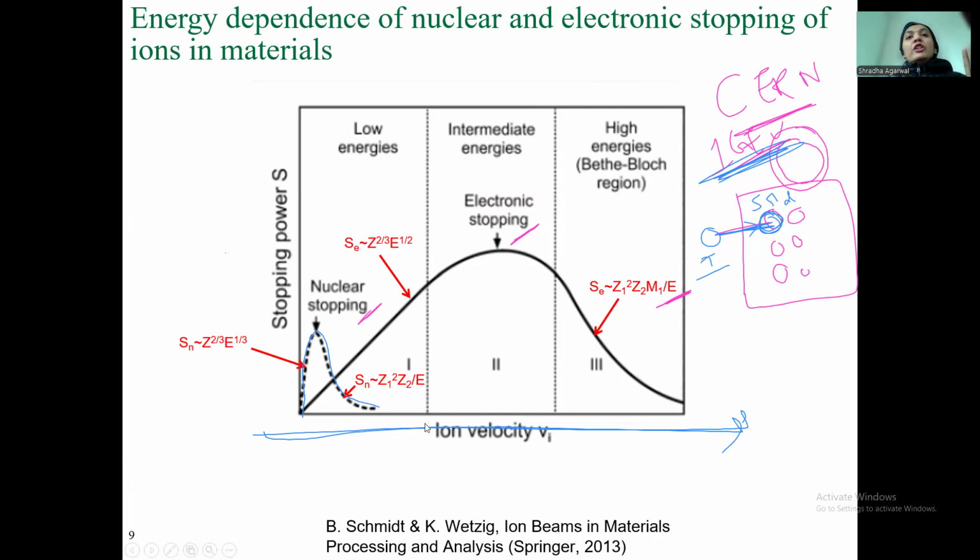Now we are in a range, and I'm showing you the entire plot. If I have an energy of 1 GeV, this is how it will behave. There are three things written on top: low energies, intermediate energies, and high energy.